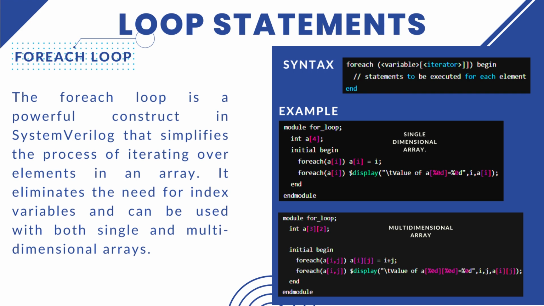Value of A[0][0] is equal to 0. Value of A[0][1] is equal to 1. Value of A[1][0] is equal to 1. Value of A[1][1] is equal to 2. Value of A[2][0] is equal to 2. Value of A[2][1] is equal to 3.